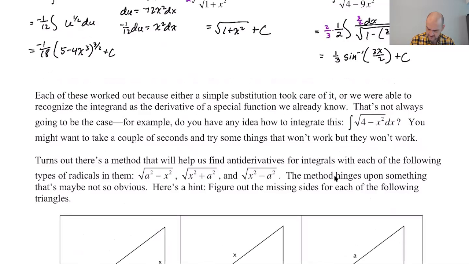But how are we going to deal with things that look like this? Weird radicals where u-substitution isn't immediately the thing to do. That's our goal, so I'll be back in the next video to do that.